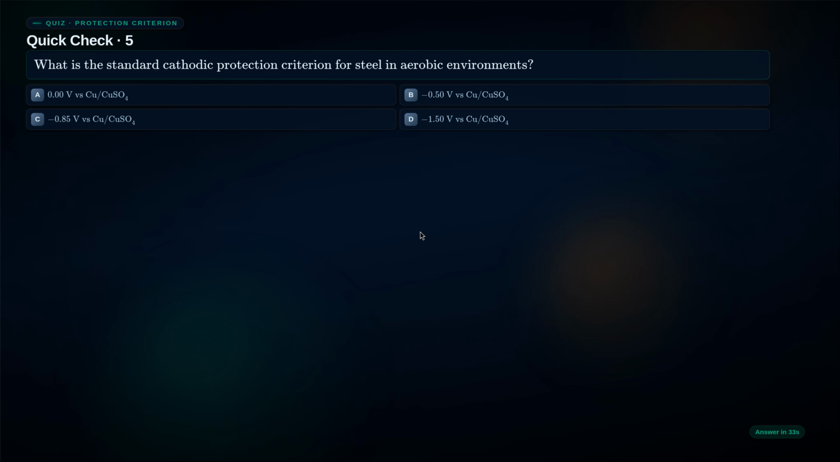The correct answer is option C, negative 0.85 volts versus copper sulfate. At this potential, the steel is polarized into the immunity region. 0 volts provides no protection. Negative 0.5 is insufficient. Negative 1.5 is excessive and could cause hydrogen embrittlement or coating blistering.